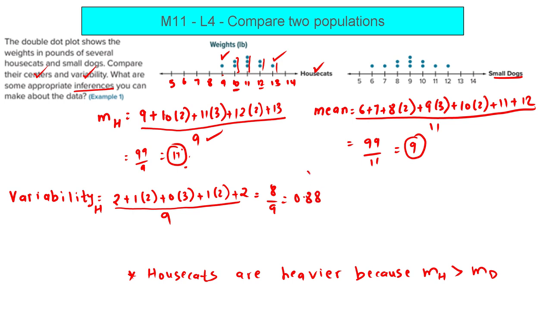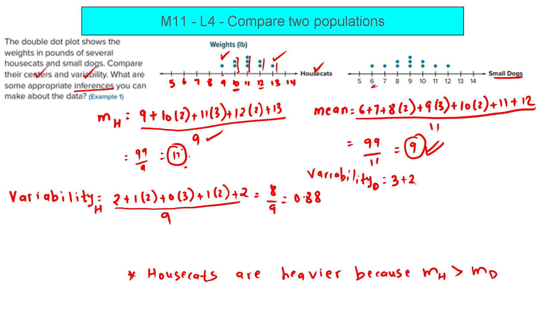Now let us check the variability for the dogs. The mean is 9. So 9 minus 6, 3. Only a single 3 because there is a single 6.